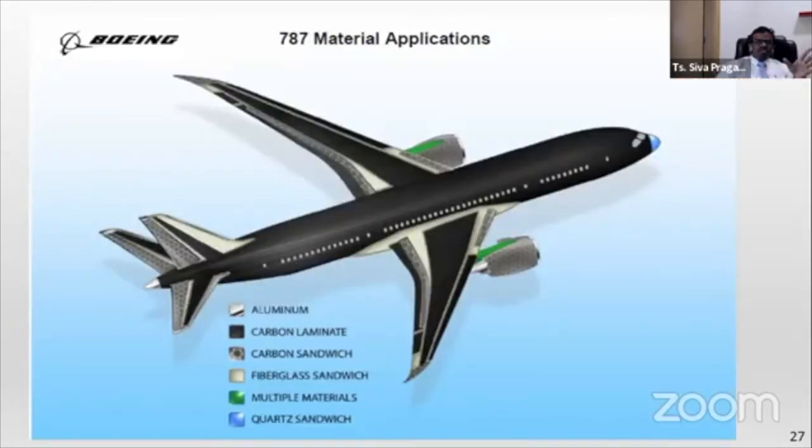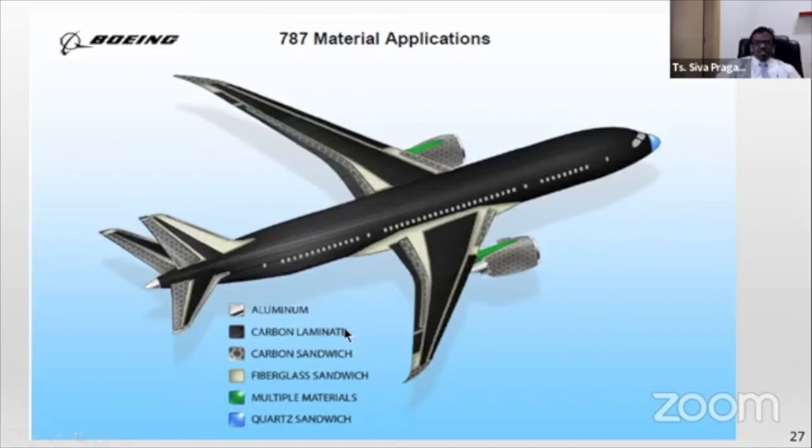The next is among the big jets and big planes, right? Most of the airlines have experimented with using only certain sections of the aircraft with composite material. But take the Boeing 787, which entered into service in 2011. You can see that they do have aluminium in certain sections. They still use aluminium. However, the complete body of the fuselage that you can see marked black here, including the wings, is made of carbon laminate, or what we call CFRP, carbon fiber reinforced polymer.